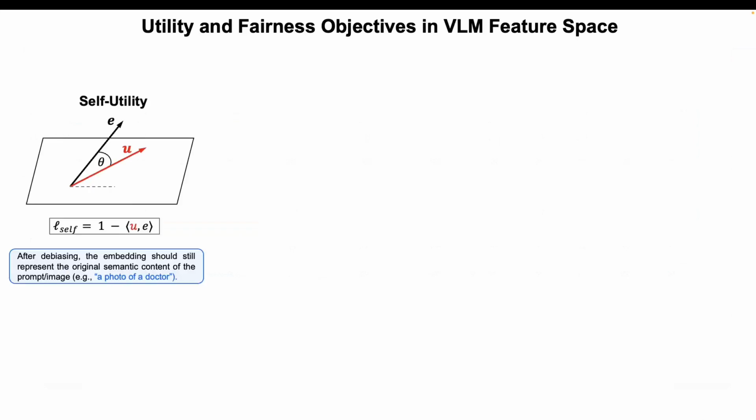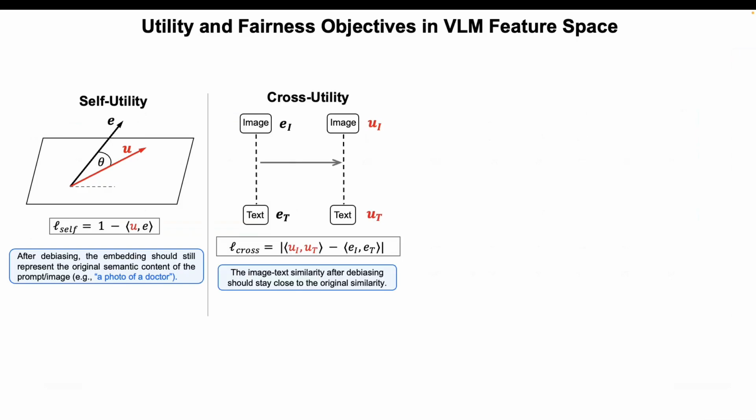Here is how we define utility and fairness objectives in VLM feature space. For self-utility, we mean that after debiasing, the embedding should still represent the original semantic content of the prompt or image. For cross-utility, it means that the image-text similarity after debiasing should stay close to the original similarity.